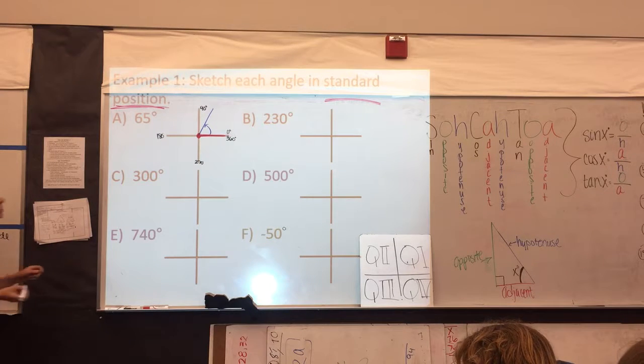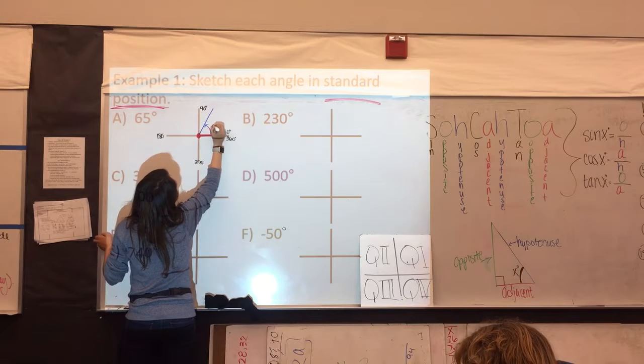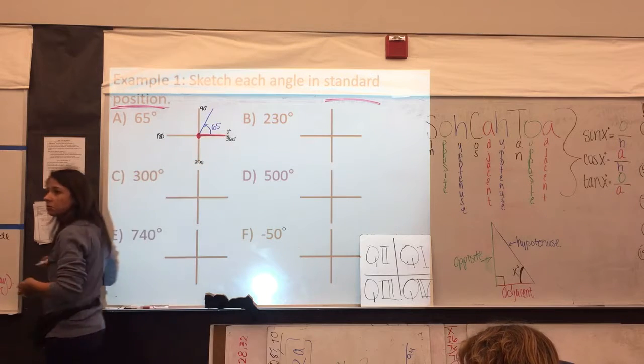And then just add your angle measurement. So that would be 65. Okay. Does that seem pretty simple?